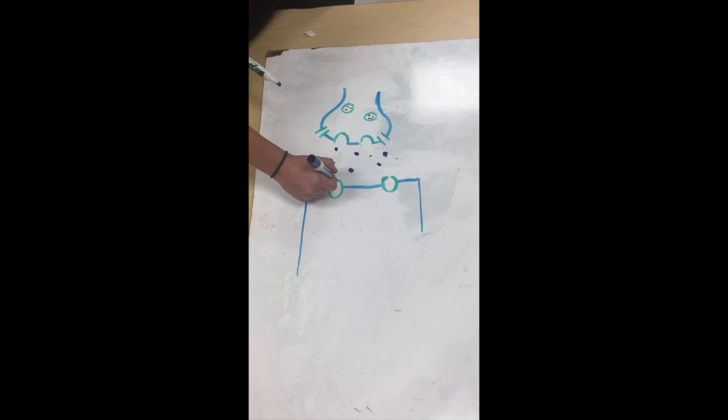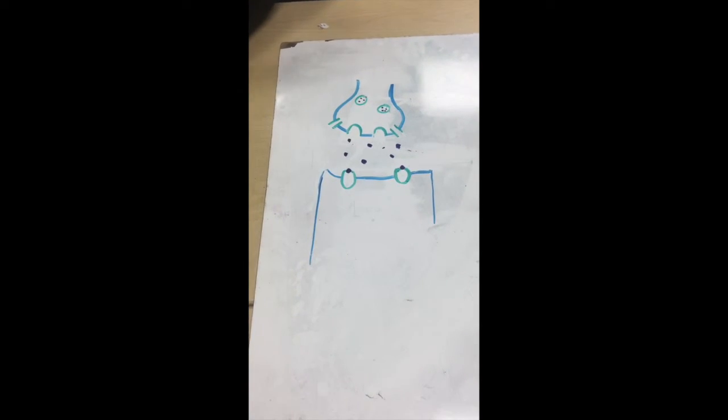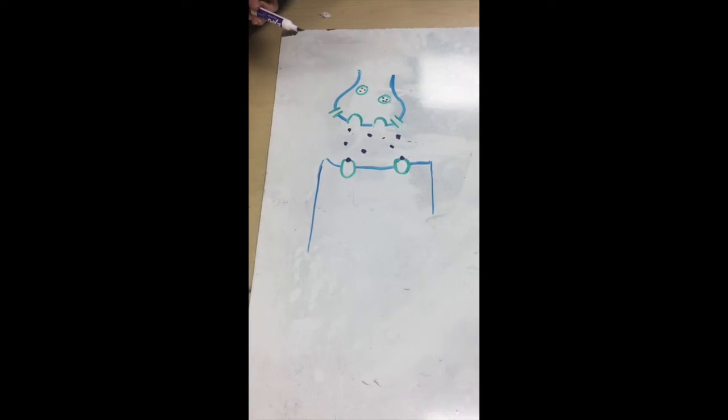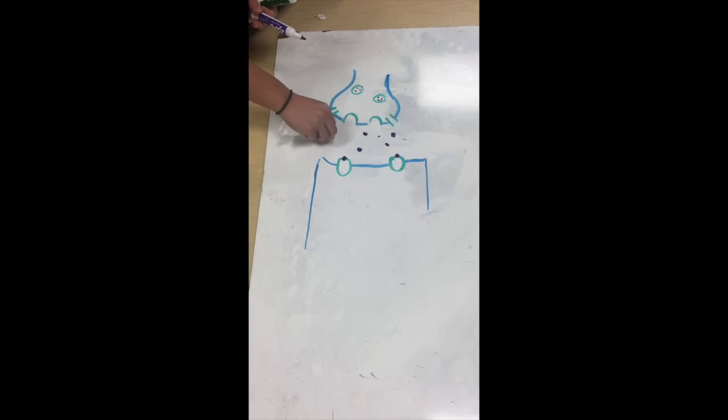The neurotransmitter is in the synaptic cleft and binds to the receptor on the postsynaptic neuron's membrane. The neurotransmitter molecules are still bound to the receptors and an action potential passes along the postsynaptic neuron away from the synapse.